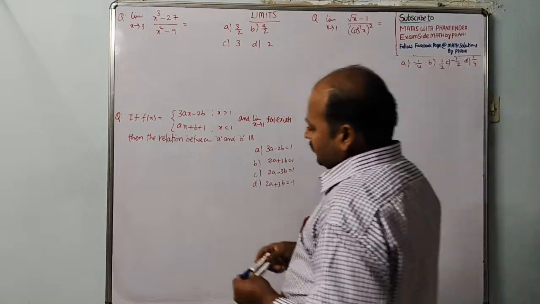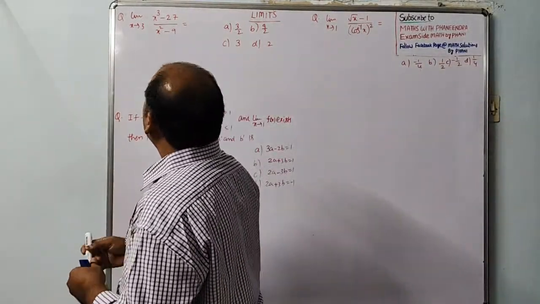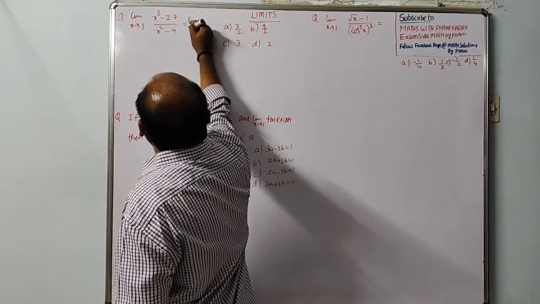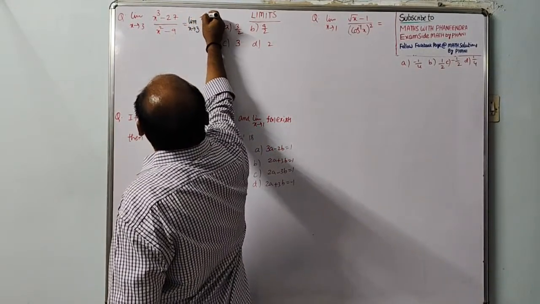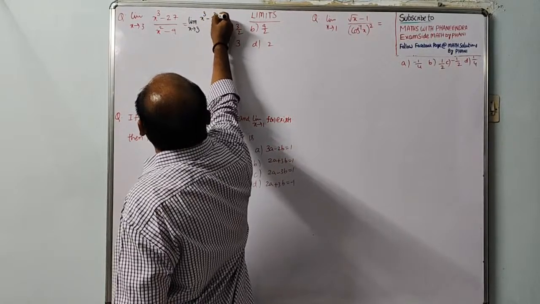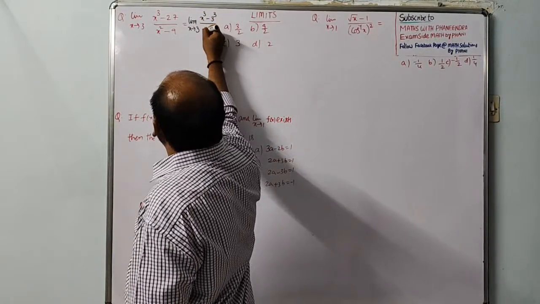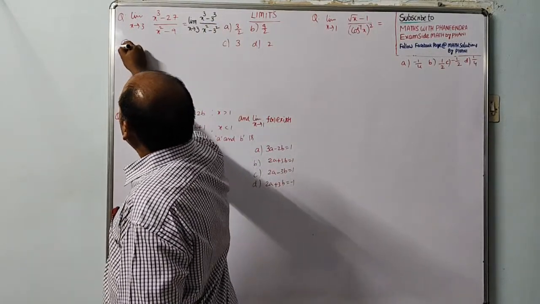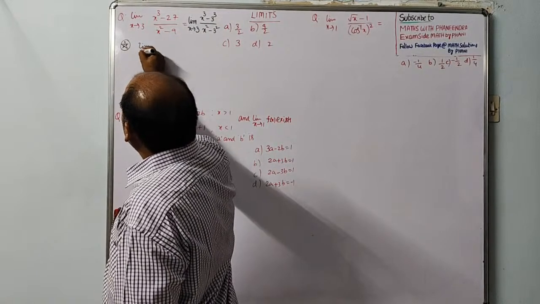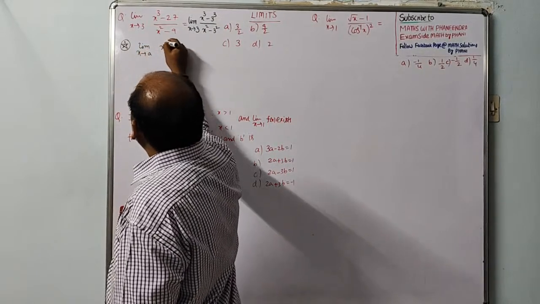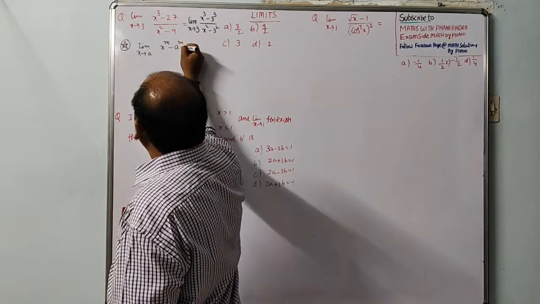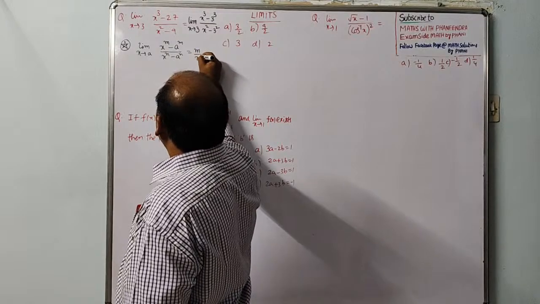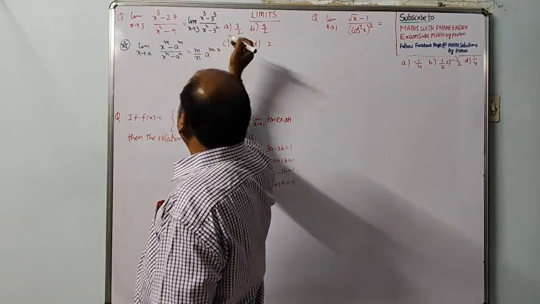So first question, this is a straight question. We will do it by using the formula. Limit x tends to 3, x power 3 minus 27 can be expressed as x power 3 minus 3 power 3 divided by x square minus 3 square. We have formula limit x tends to a, x power m minus a power m divided by x power n minus a power n equal to m by n into a power m minus n.